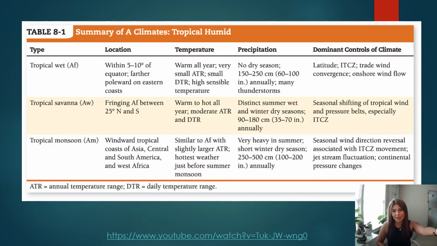You guys can pause it here and take a look at this table, and it just tells you the dominant controls, right? Obviously latitude, the ITCZ is huge when you talk about what controls these climates within the equator, within the tropics, right? And for the monsoon, remember that the ITCZ meanders. So when it does meander, those trade winds bring in all that water onto land. I hope you guys remember that from chapter 5. So that would be what's in control of your AM.